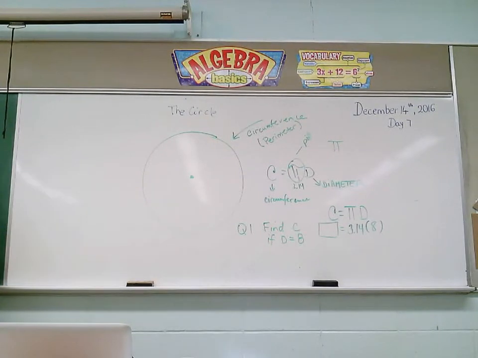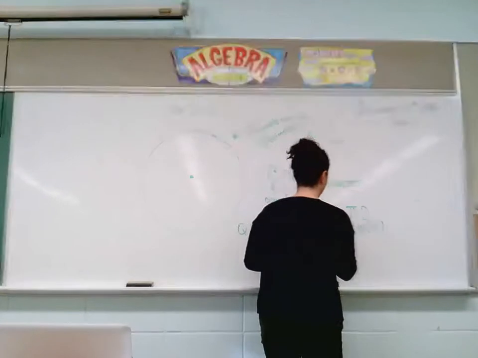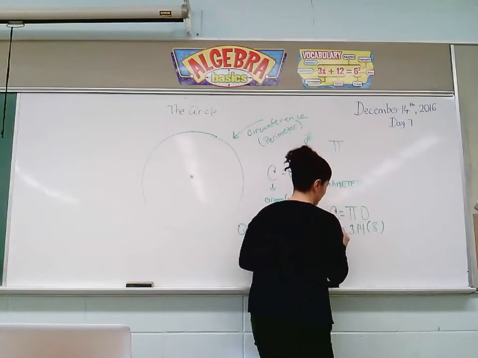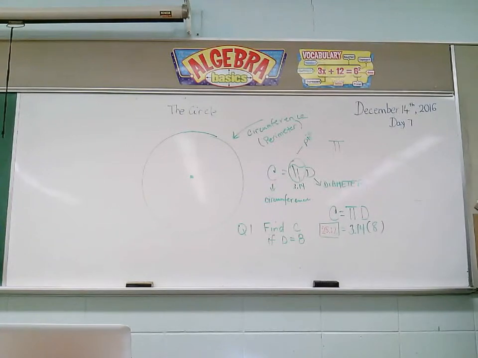Who can give me an answer? How much? 25? 25.12. So voila, our first circumference, our first perimeter of a circle. Yay!